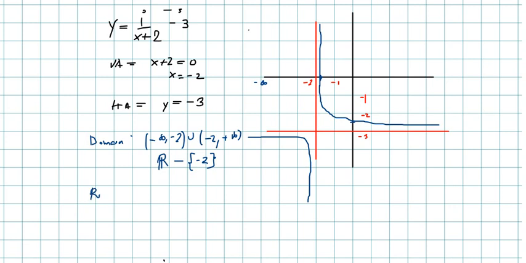Similarly, how will the range be? Range will be all the y values. So, it would be the same way, minus infinity up to the horizontal asymptote. The horizontal asymptote is minus 3. So, minus infinity to minus 3, and then union, minus 3 to plus infinity. So, this is the domain and range of this function. I think that would be one.